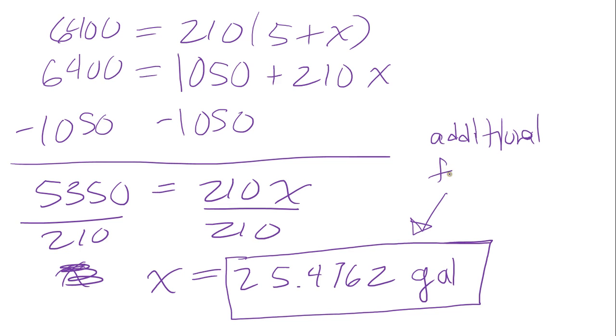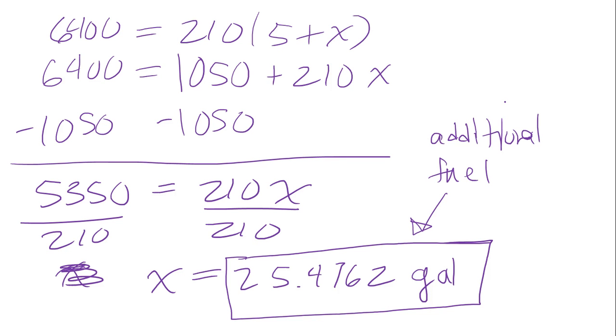So that's the amount of additional fuel that she'll need, or additional gas, or gasoline, whatever you want to call it. The book rounded to 25.5, which is fine. I would definitely specify how many decimal places to round to, but it's not really a big deal. Even in engineering, it's not that much of a big deal to be off by such a small amount.